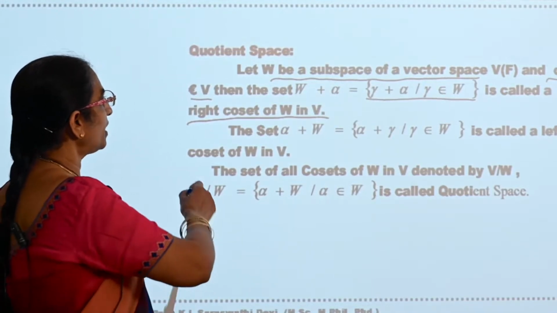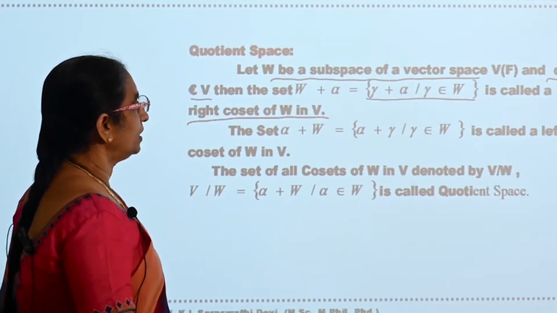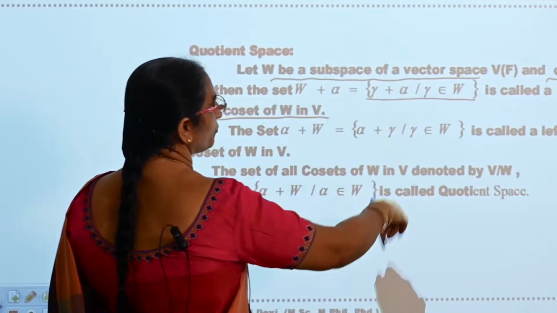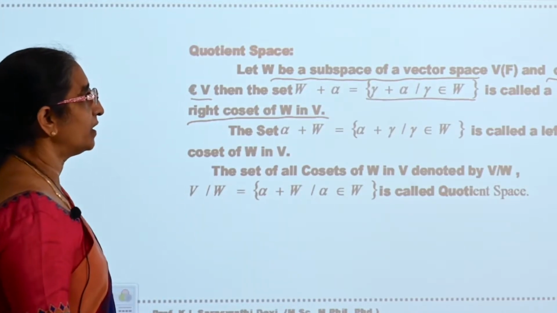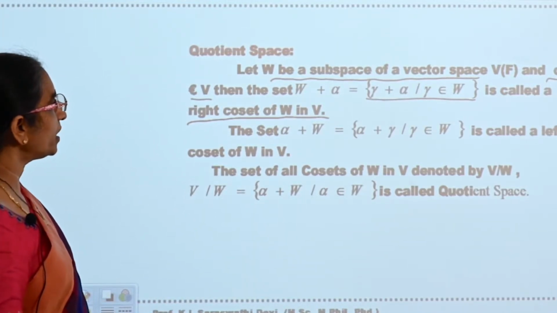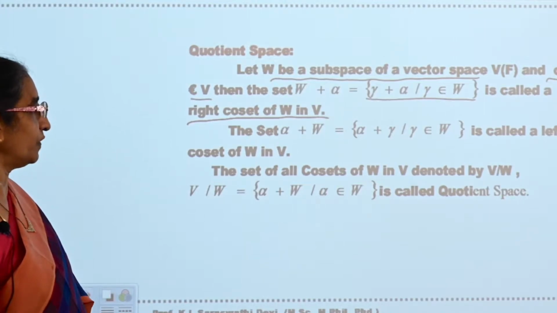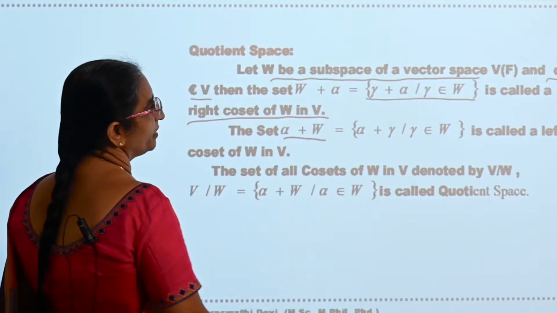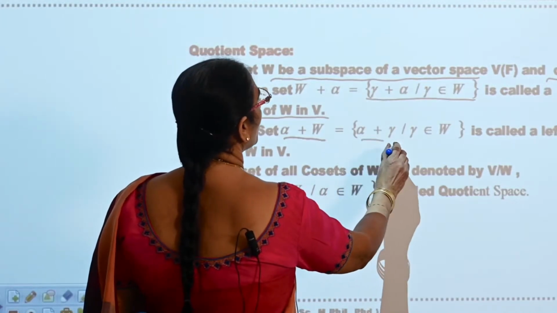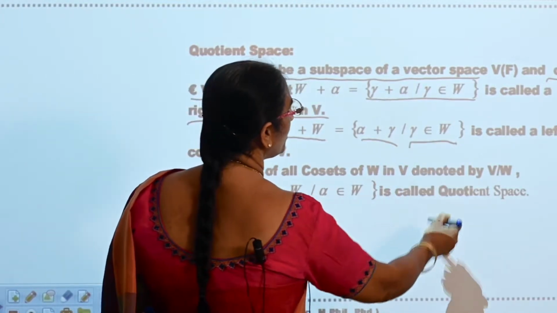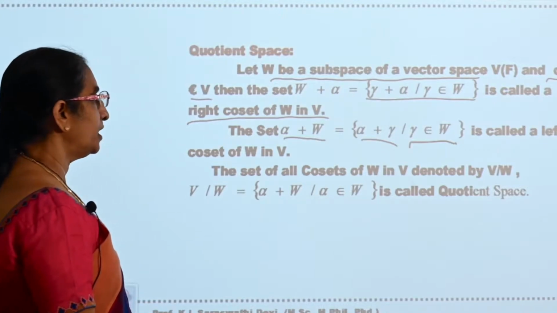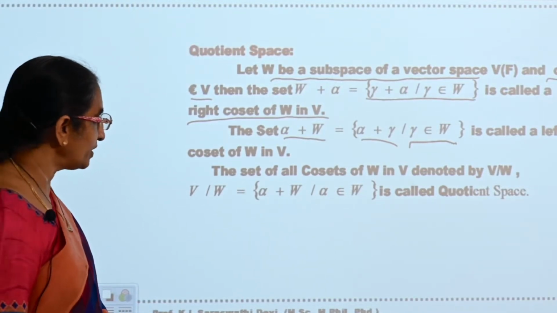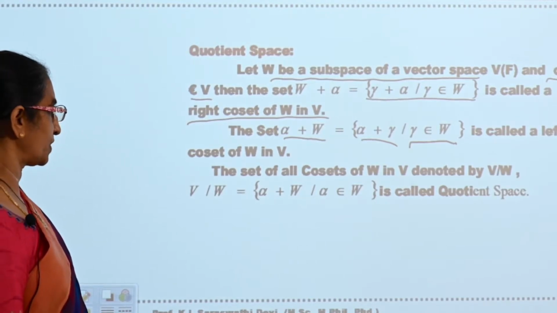Take an element alpha belongs to V, then W + alpha = {gamma + alpha : gamma belongs to W} is called a right coset of W in V. Similarly, the set alpha + W = {alpha + gamma : gamma belongs to W} is called a left coset of W in V. Now you have the right coset and left coset.